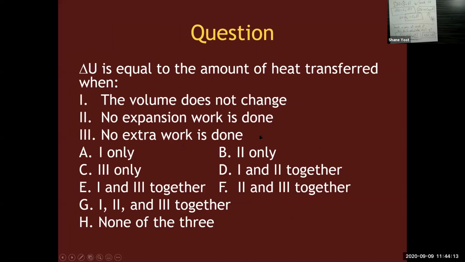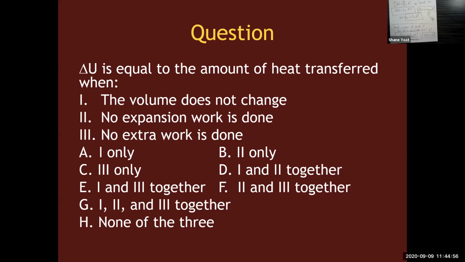Okay. So delta U is equal to the amount of heat transferred when the volume does not change, no expansion work is done, and no extra work is done. Do just one of these conditions or multiple of these conditions need to be met? All three, or none of these. So delta U equals Q. The volume does not change. Does that need to be true?